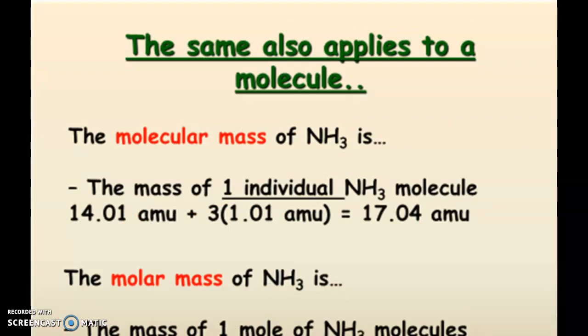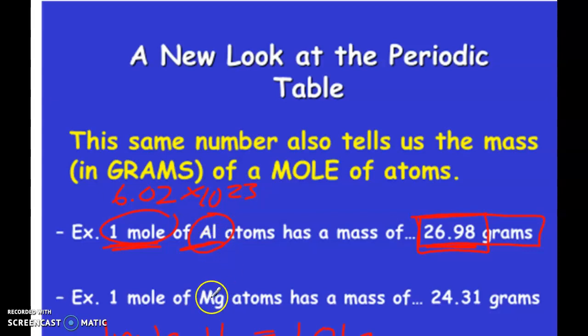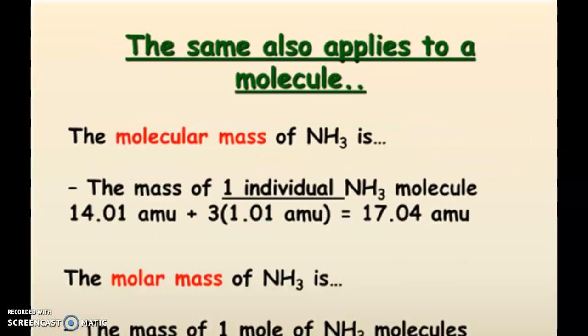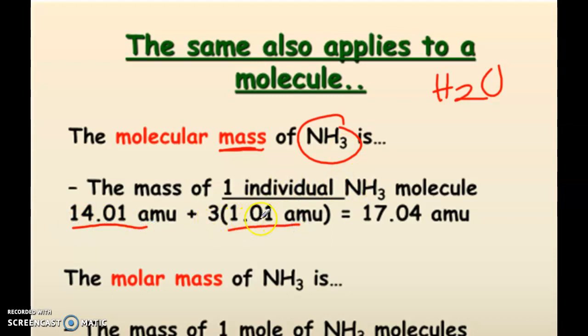So let's talk about what happens if you have a molecule. There we were looking at atoms: aluminum, magnesium, hydrogen. But what happens if you have something with multiples, like NH3 or H2O, or anything that has more than one element in it? Well, you can figure out the mass by adding up all of the individual atoms that are part of it. Let's say we wanted to know the mass of one molecule of NH3. I would add up nitrogen and 3 times hydrogen to give me a total mass.